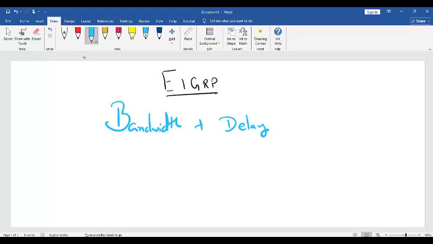We call this a composite metric. It's not one metric, no, it's a combination. EIGRP provides a composite metric: bandwidth plus delay. Not just one, bandwidth or just delay, it's collectively.